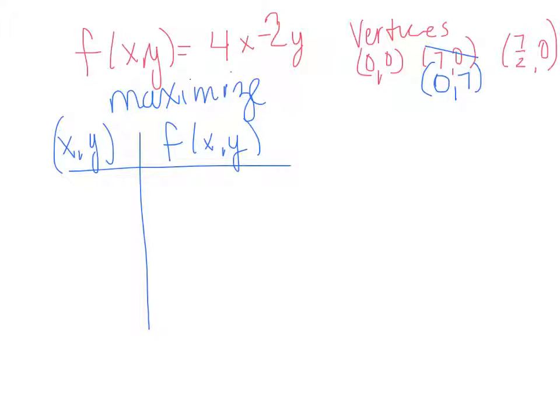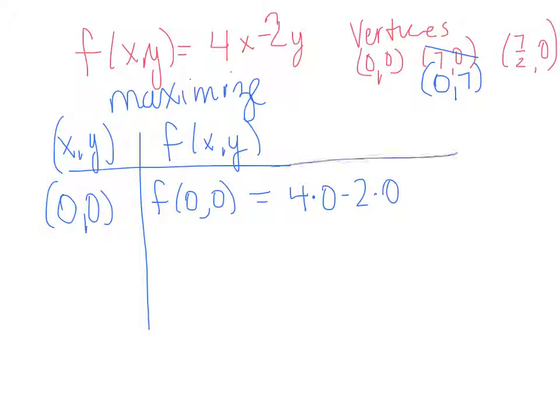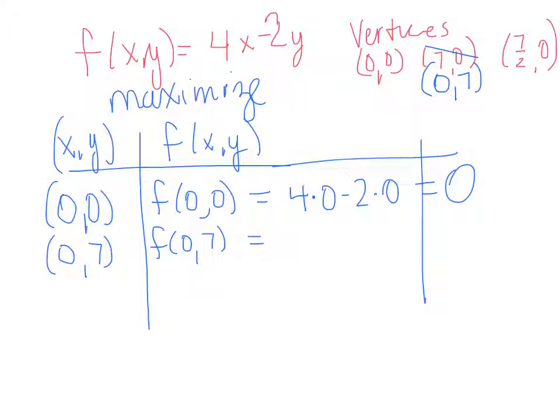So the first vertex was 0, 0. So I'm going to figure out what the function is when x is 0 and y is 0. So when that's true, I have 4 times 0 minus 2 times 0. And of course the answer then is just 0. Okay? Then I'll try my second vertex, which is 0, 7. Figuring out what the function is at that point, I have 4 times 0 minus 2 times 7, that gives me minus 14.